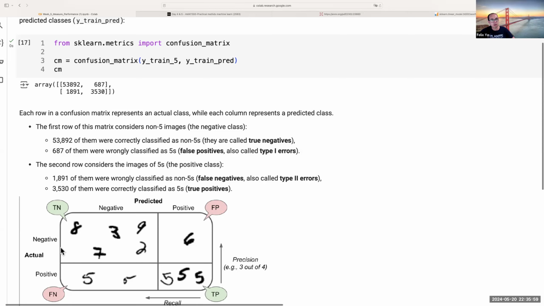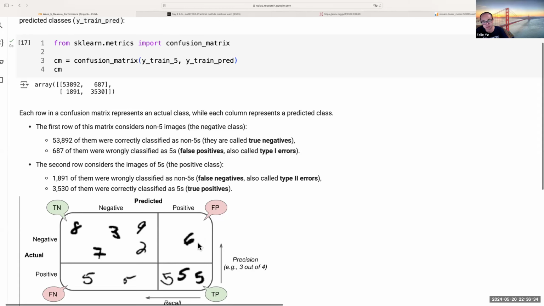Right here, on this corner, it's called true negative. That means it's the 53 thousands of them that are correctly classified as non-5, and they are non-5 and I classify as 0. For this, 687 of them are actually wrongly classified as 5, which is called false positive. That means this should be 0, but somehow I classify it to be 5.